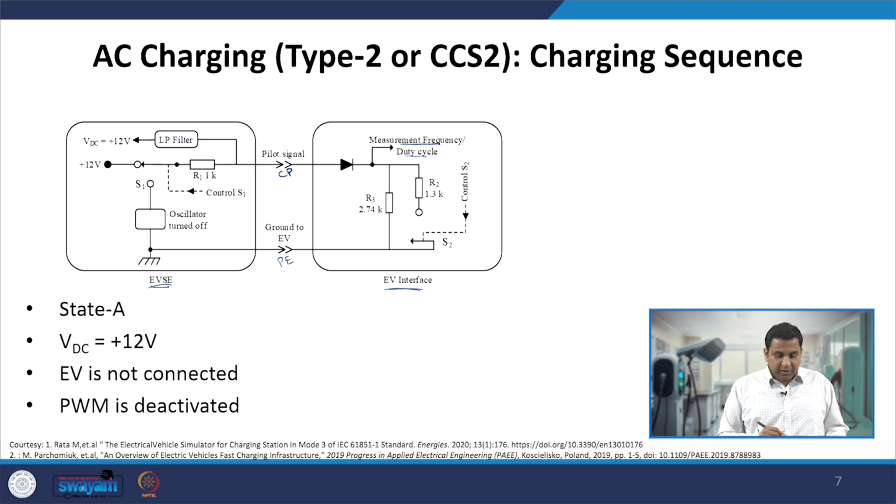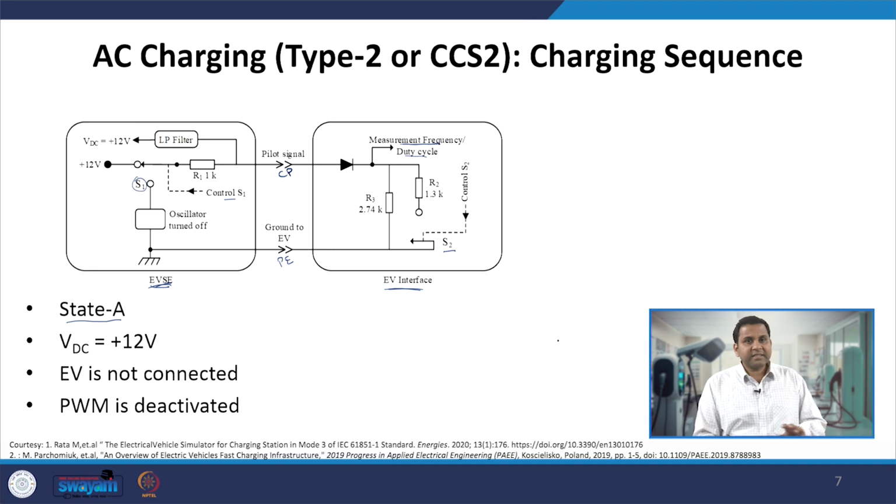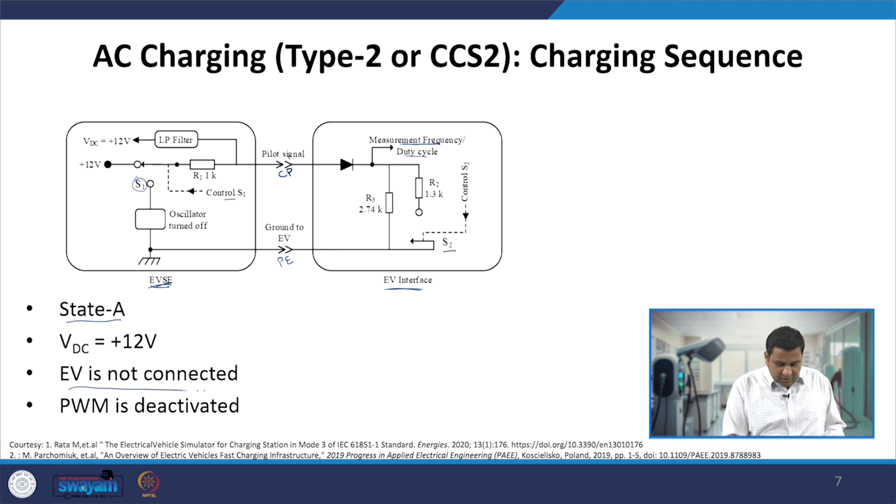If you look very carefully, this S1 switch is controlled by the EVSE, and we have another switch, the S2 switch, which is on the vehicle and is controlled by the vehicle controller. In this, the first state is called state A. In state A, the EVSE is not connected to the EV. So you can say the EV is not connected to the EVSE.